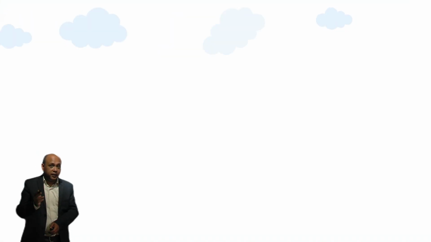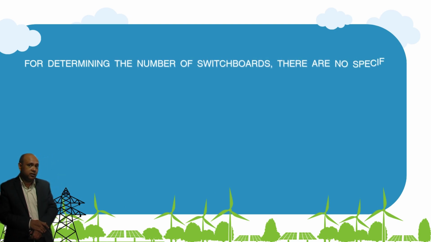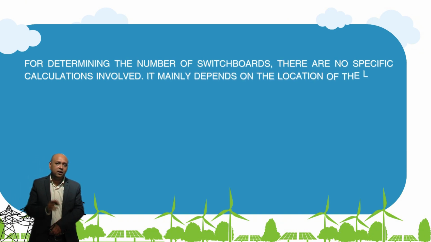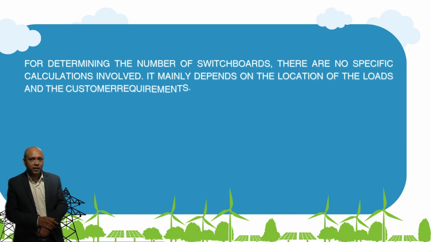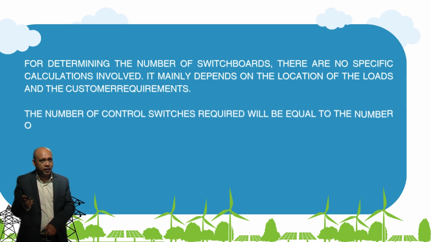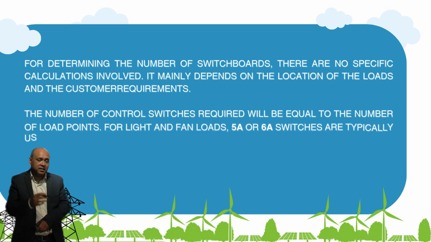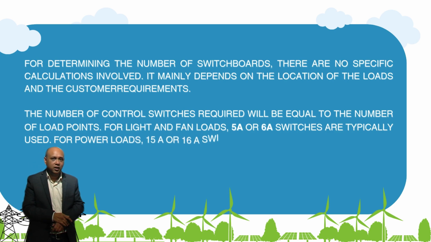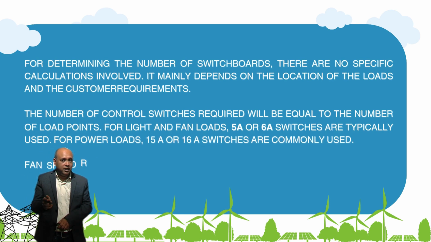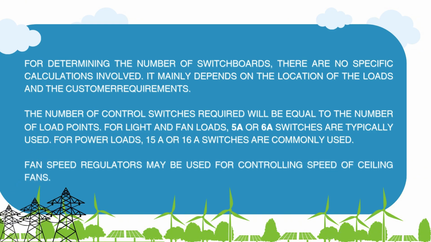Now, for determining the number of switchboards, there are no specific calculations involved. It mainly depends on the location of the loads and the customer's requirement. The number of control switches required will be equal to the number of load points. Normally for light and fan loads, 5 ampere and 6 ampere switches are used. For power loads, 15 ampere or 16 ampere switches are commonly used. Fan speed regulators may be used for controlling the speed of ceiling fans.